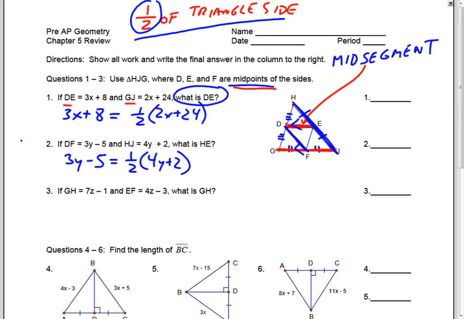I'll leave you to solve that equation for homework. GH, which one is GH? GH is this side right here. And EF is another mid-segment. That mid-segment is half of GH. I'm going to write it this way. GH, which is the long side, is 7z minus 1. How many of the EFs would it take to make this?